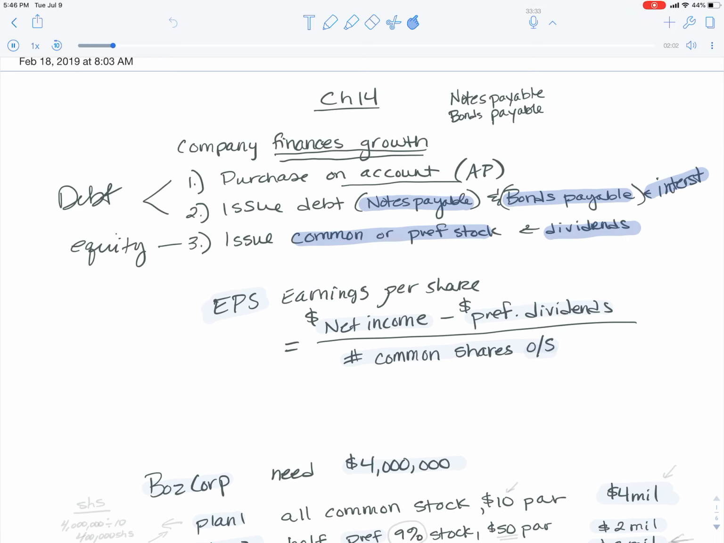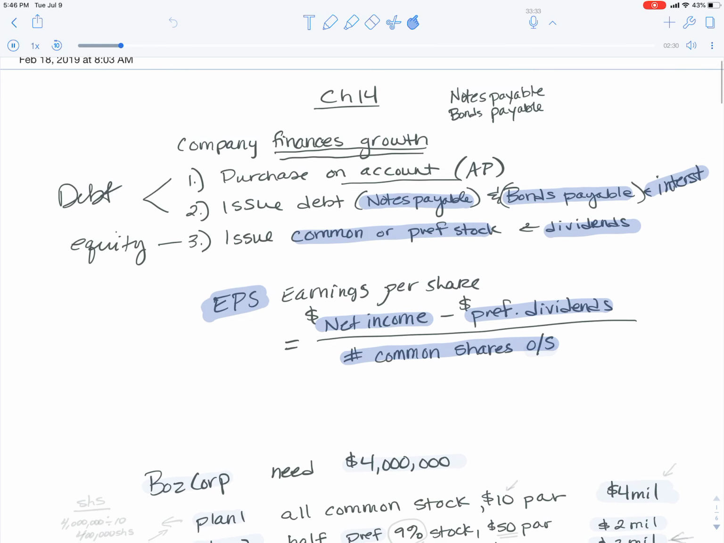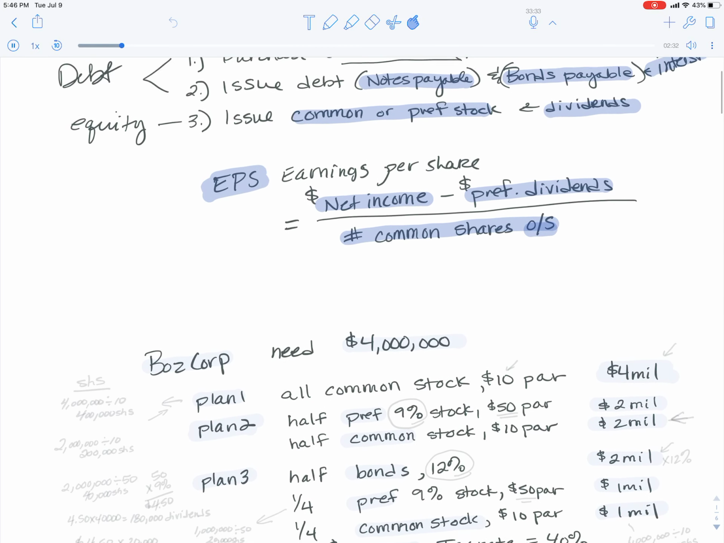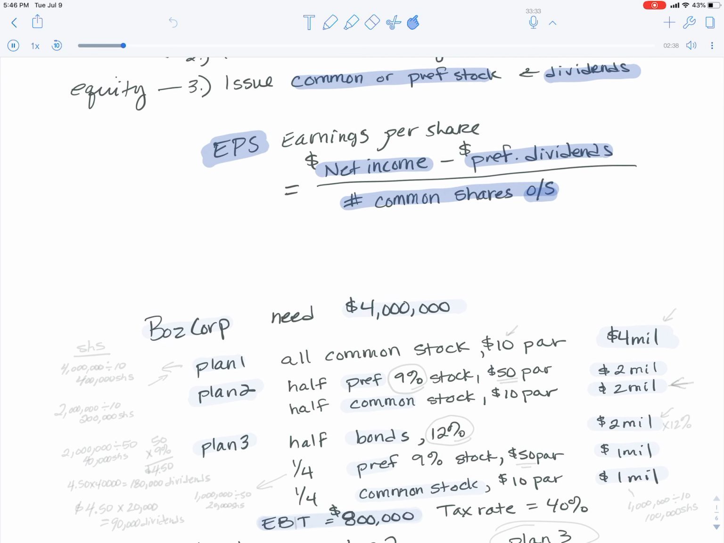Well, one way to measure which option is the best is a calculation called earnings per share, or we'll abbreviate EPS. What we're going to do is take net income of our company after we've run through this particular option, subtract out any dividends that we need to pay, and divide it by the number of common shares that our company has outstanding. So that's what that OS is, outstanding. And we're going to get earnings per share of the company, and whichever option has the highest earnings per share is the best option.